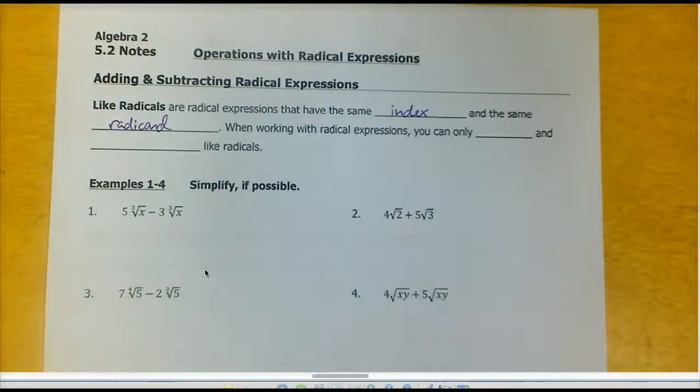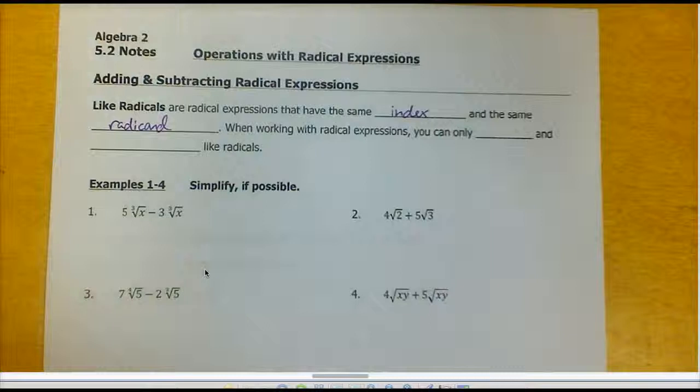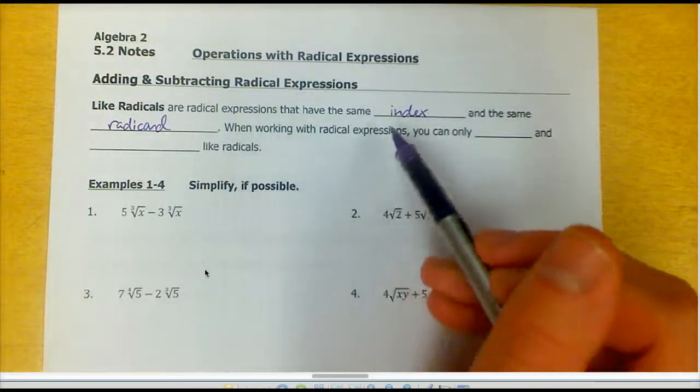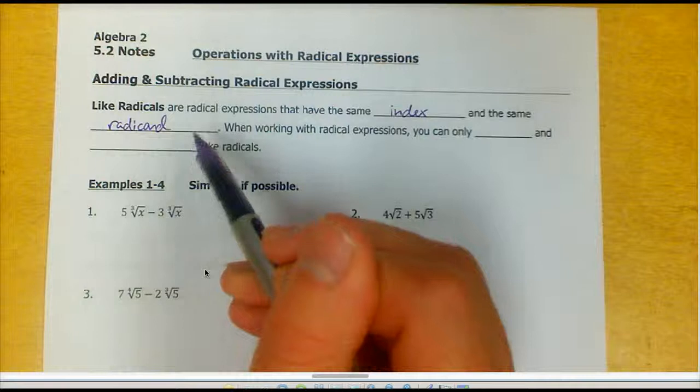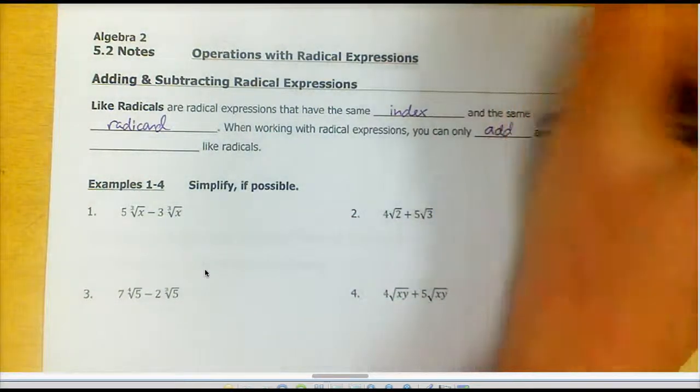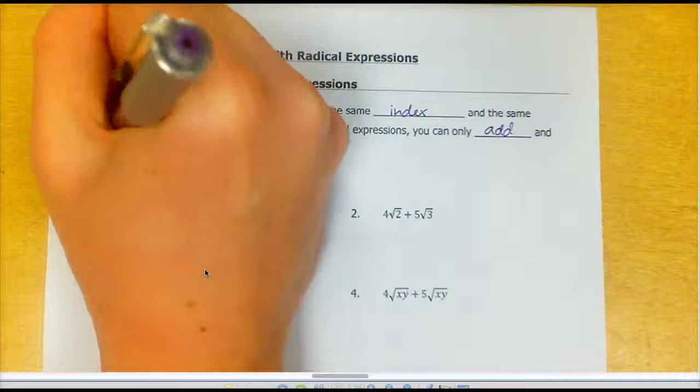Okay, same index and same radicand. And just like combining like terms, you can only combine terms that have the same variable and same exponent. Same goes with radical expressions. You can only combine radicals that have the same index and same radicand, or like radicals. And by that, I mean you can only add and subtract ones that are alike.